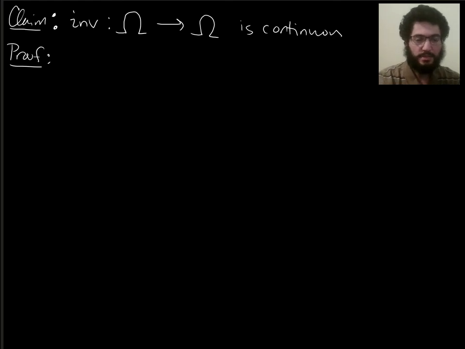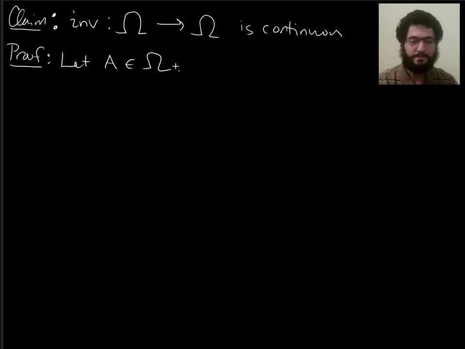Continuous means continuous on its entire domain. So let's fix a point in the domain and show it's continuous at that point. Unless I'm trying to show it's uniformly continuous, but I don't think it is. I'm not sure, but anyway, we're just showing it's continuous. So let's fix A in there. So that means A is an invertible linear map. Now let epsilon be greater than 0. And then we need to choose a delta that works for proving that inv is continuous at A.